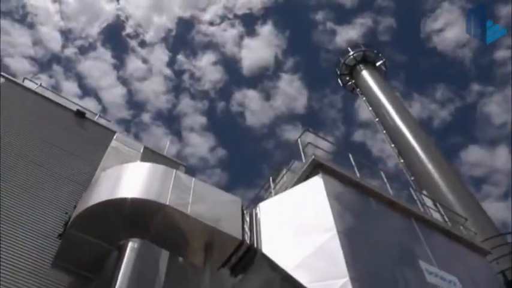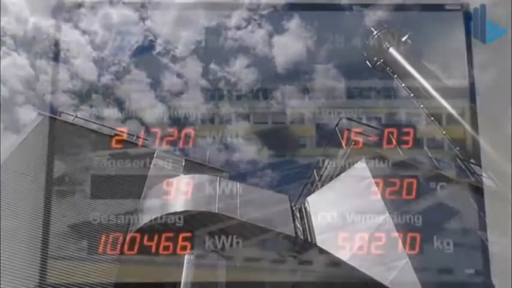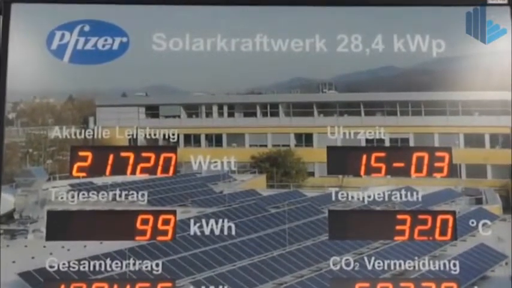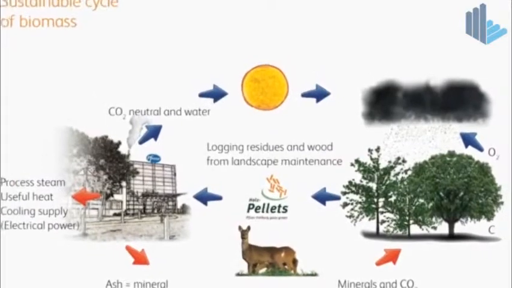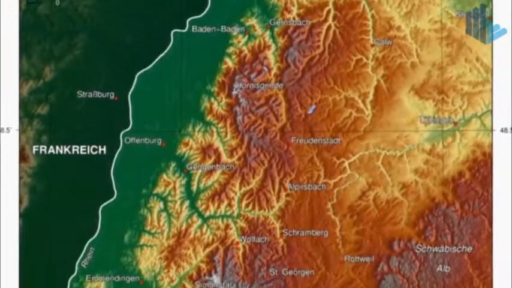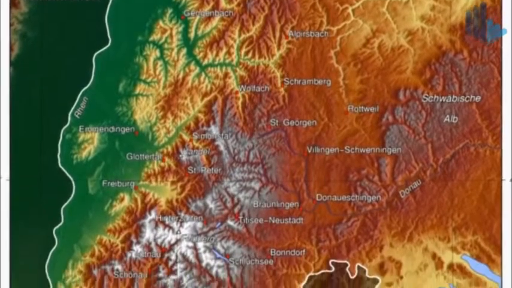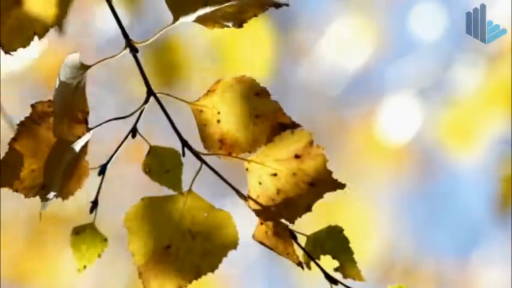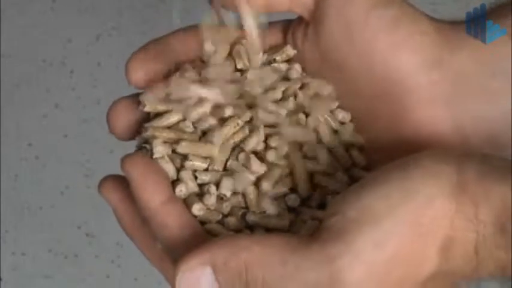And this helps us to reduce our carbon footprint by several thousand tons, plus energy cost savings of several thousand euros a year. The energy supply chain for the heating system is a sustainable closed loop. Pfizer supports the domestic timber industry by sourcing pellets from local plants in the Black Forest that share more eco-friendly manufacturing practices. The factory converts the biomass into pellets.